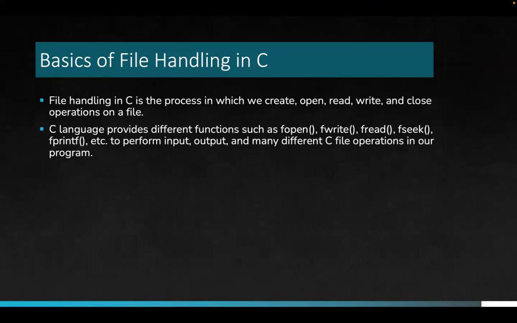The C language provides different functions such as file open, file write, file read, file seek, and file printf. File open is represented by the inbuilt function fopen, file write is fwrite, file read is fread, and file seek is fseek. If you want to print to a file, then you have to use fprintf. And there are several others as well. We will see them as the slides progress. This is used to perform input and output operations on files in your current directory.